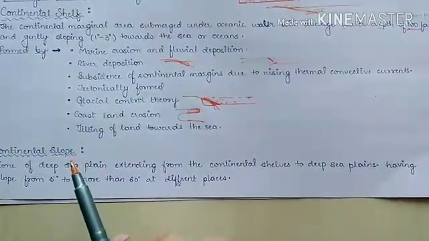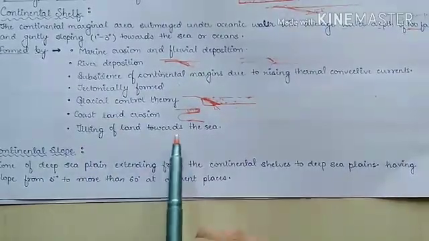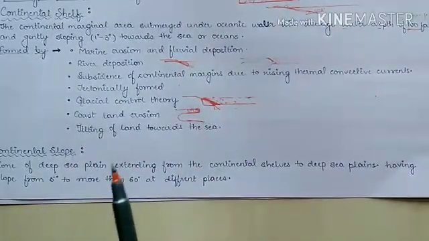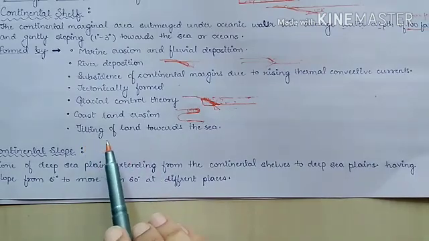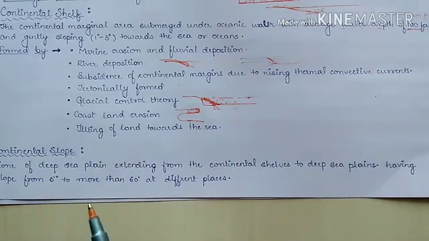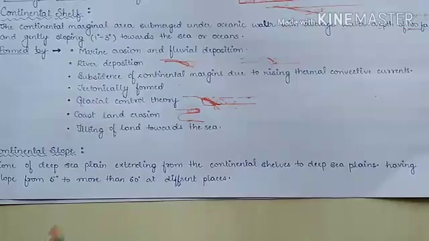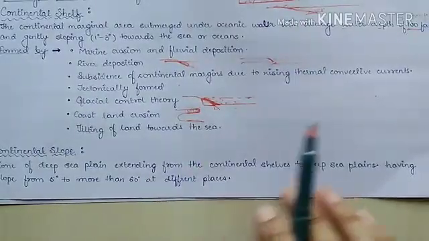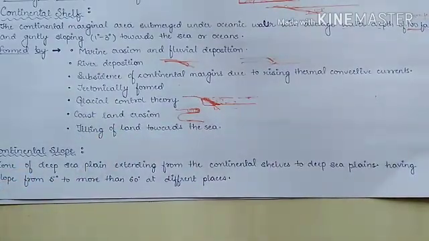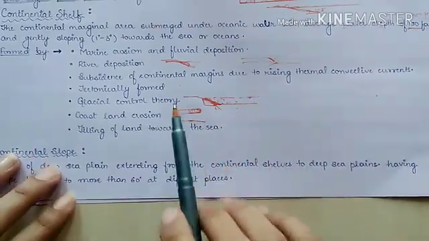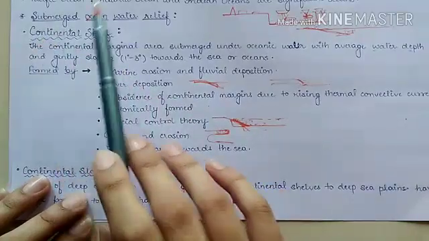Now lastly we have tilting of land towards the sea. In this, the continental margin will submerge inside the water because of the tilting of land towards the sea, and because the land is tilting towards the sea, continental shelf will be formed. Because of this process, the existing continental shelf will be extended. So this was about continental shelves.